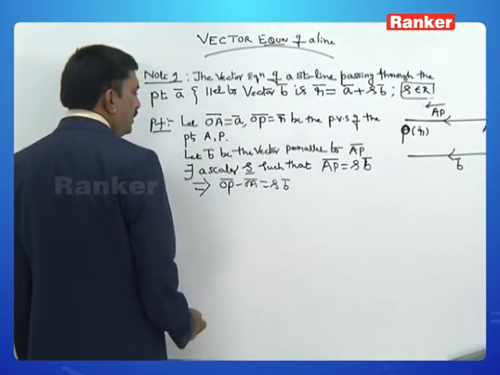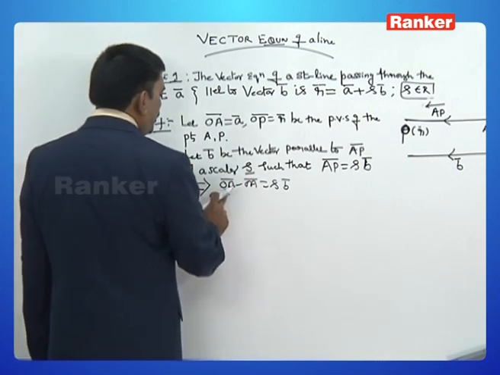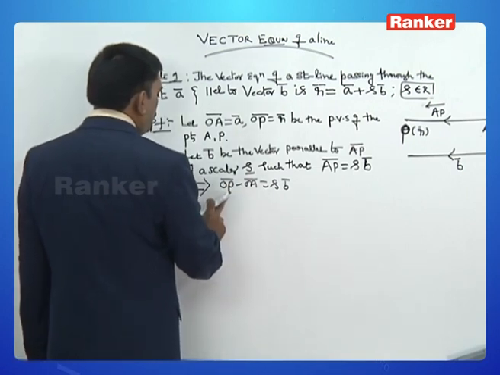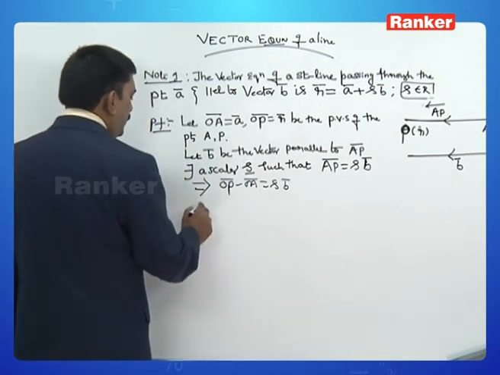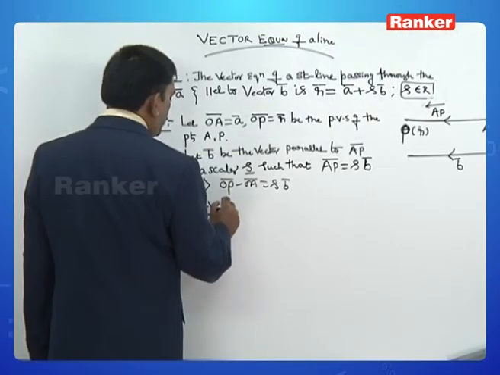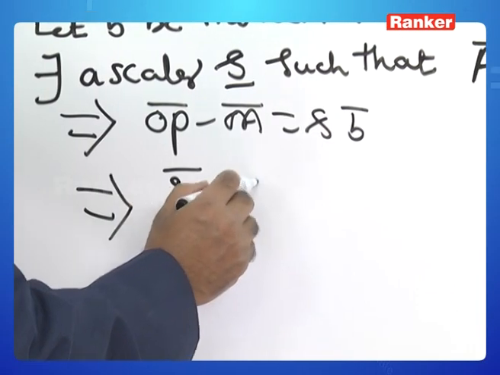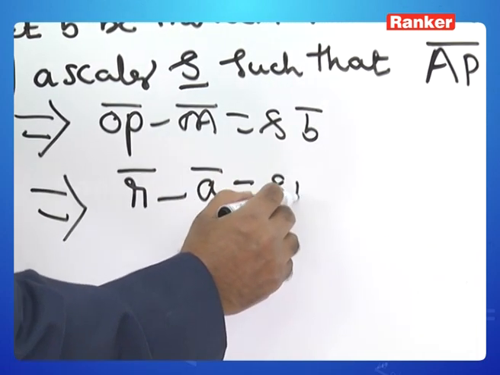B bar is a vector. Its position vectors are given, the position vectors of its extremities. The position vector of terminal point minus position vector of initial point. Therefore, what is OP bar? OP bar is given by R bar minus A bar is equal to SB bar.